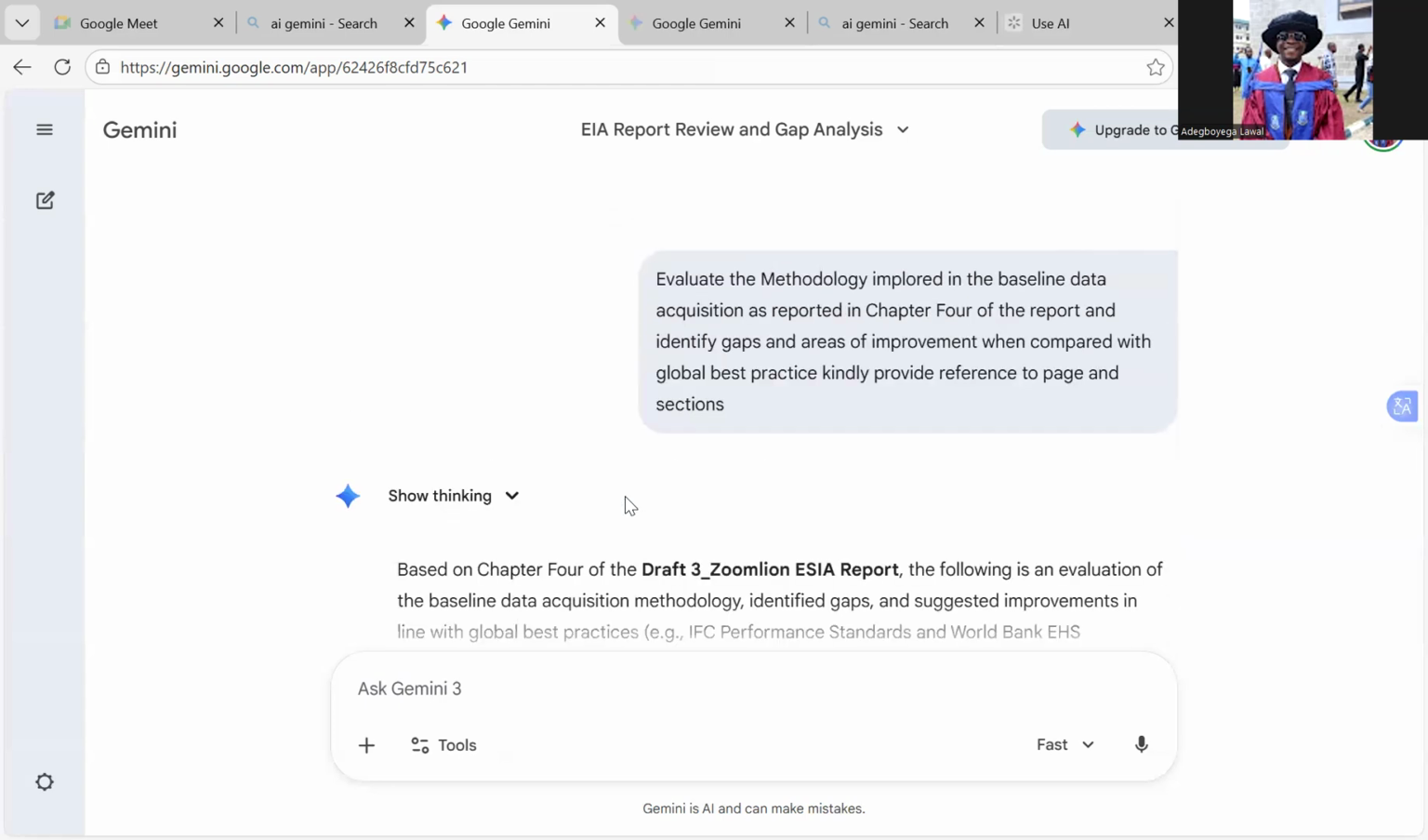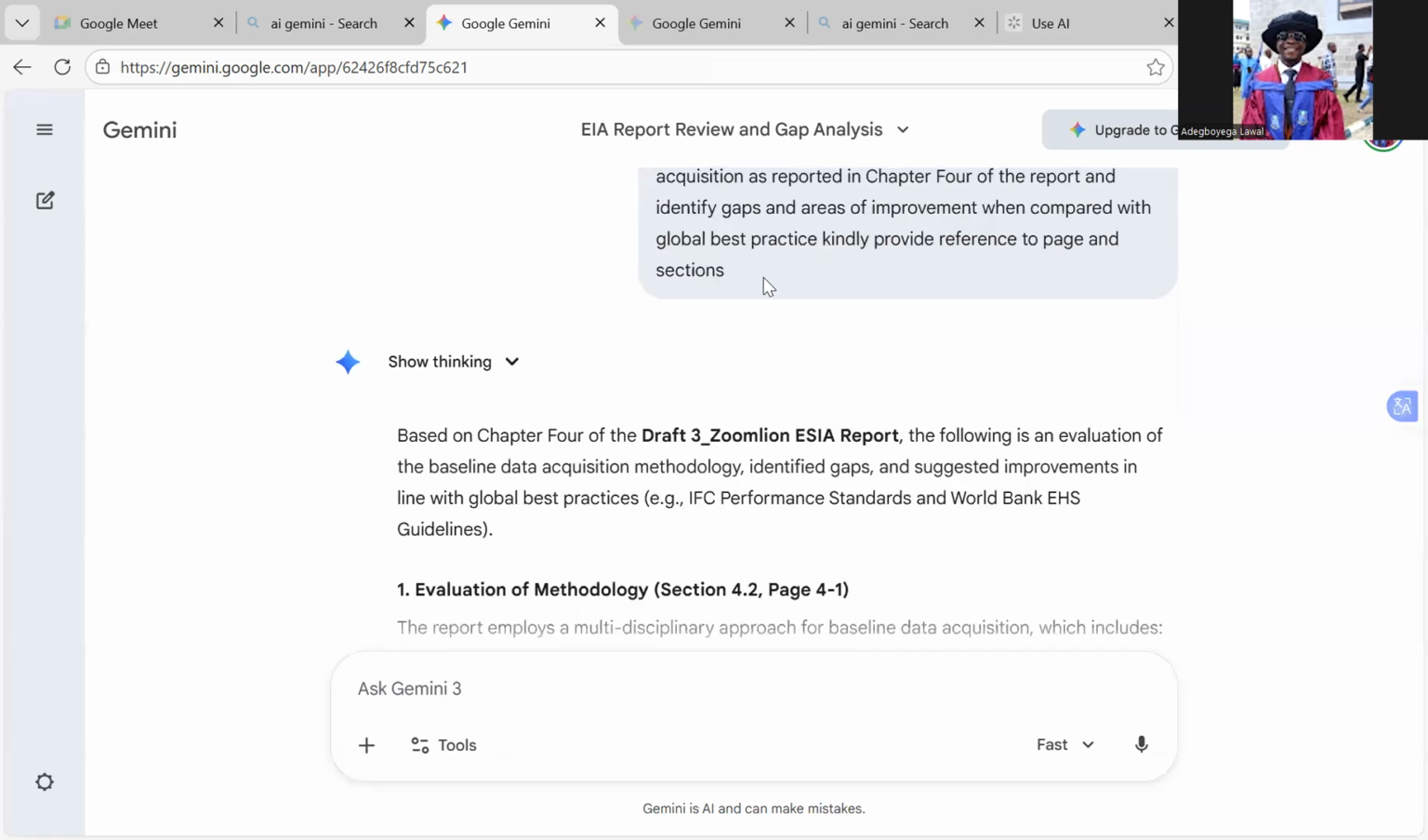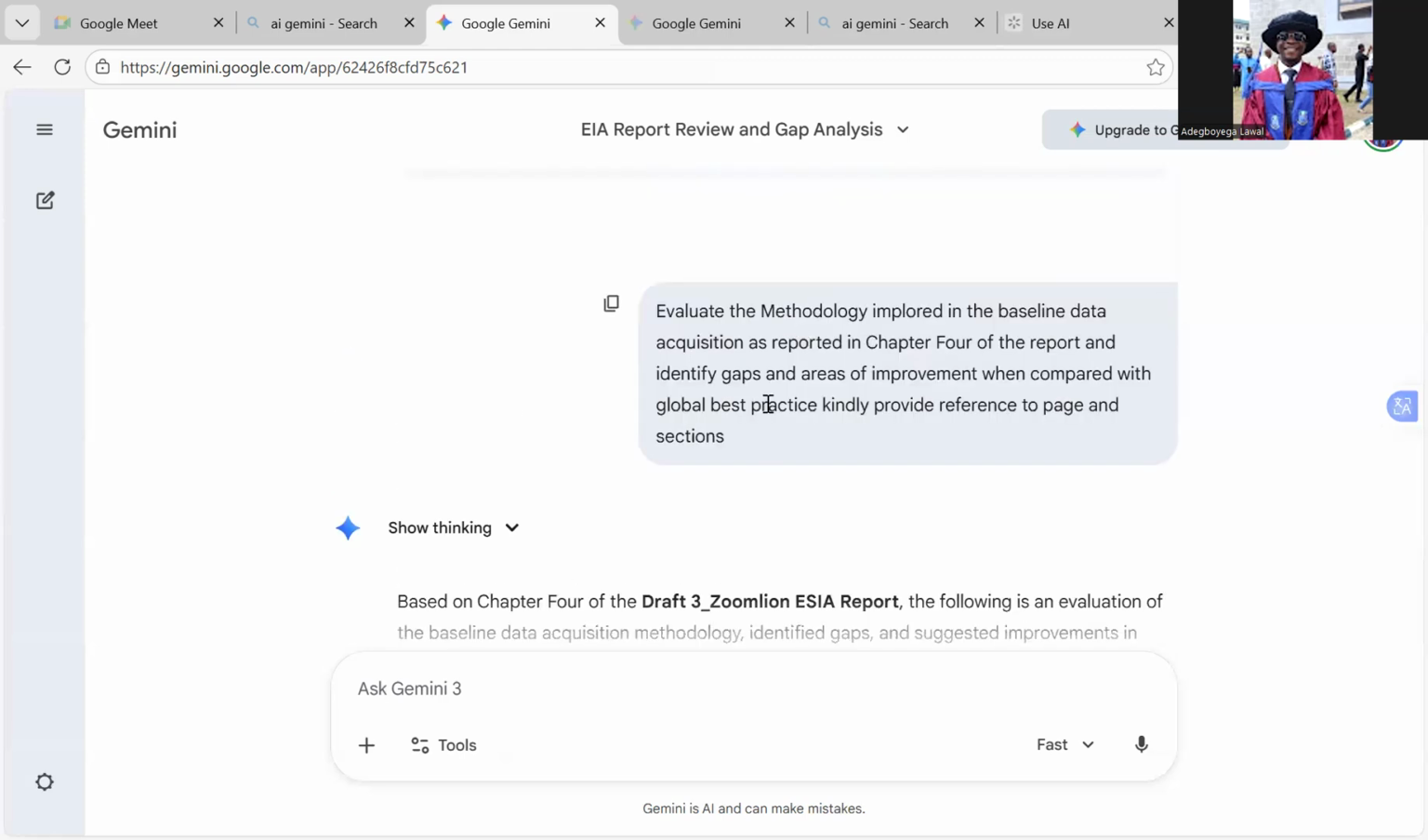Now going to chapter 4, baseline. So I started with the methodology. Methodology is the first point of call when it comes to baseline information. So let us check if the methodology is correct and if there are areas which you can improve on in the methodology of this sampling. That is why I brought up this prompt.